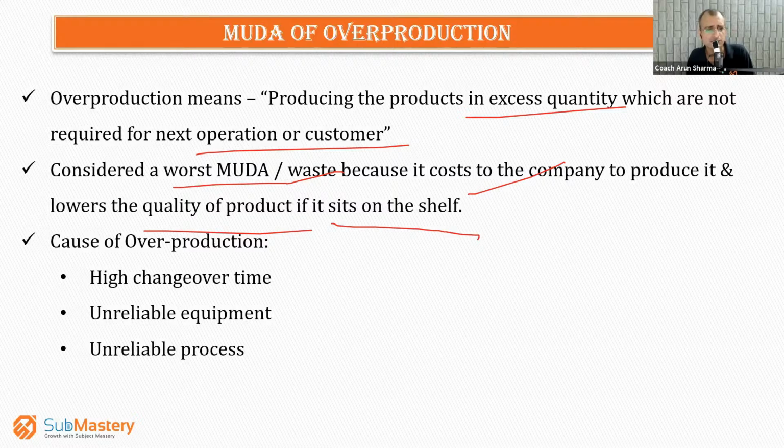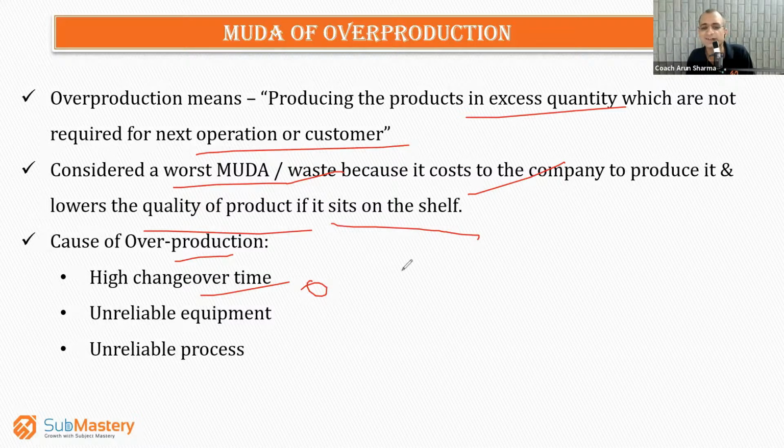Why is dead inventory made? One cause of overproduction could be high changeover time. Production will say, sir, if I change this tooling, it will take 1 day, 24 hours, 48 hours, so I have to stop production. So when I'm using this tooling, I want to produce 10,000 pieces altogether. The demand is 2,000, but sir, I will produce 10,000 because every time I change, it takes 24 to 48 hours. That is one cause of overproduction.